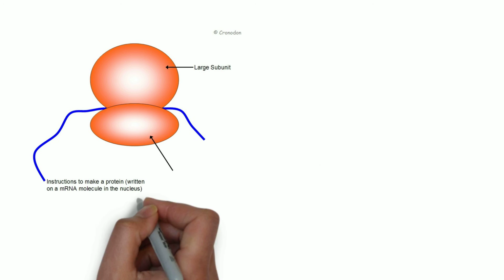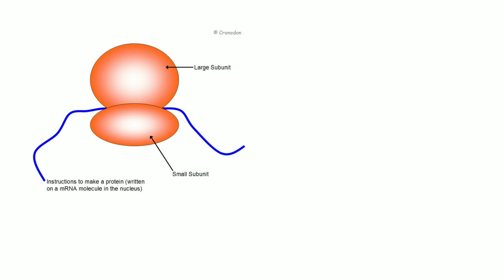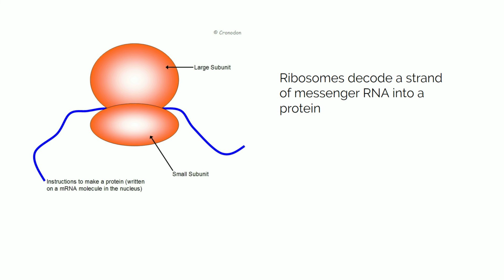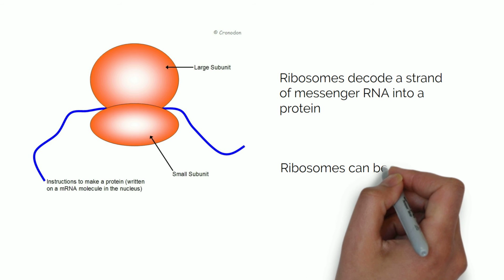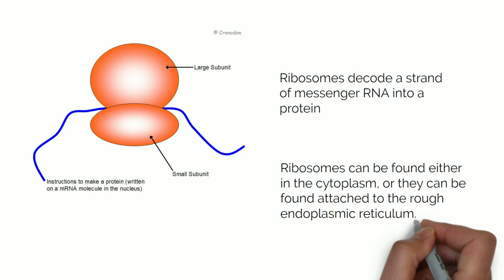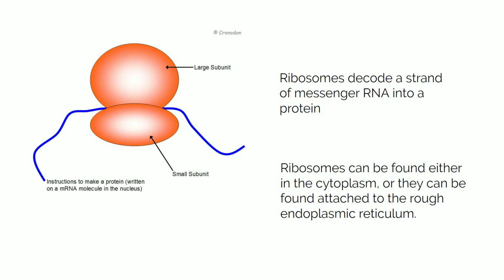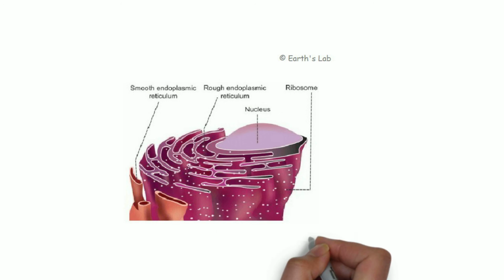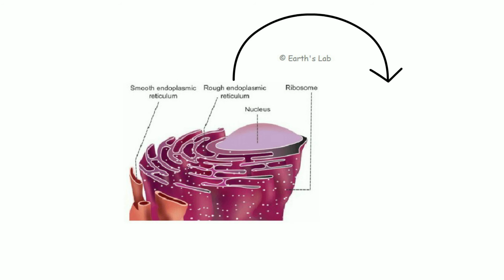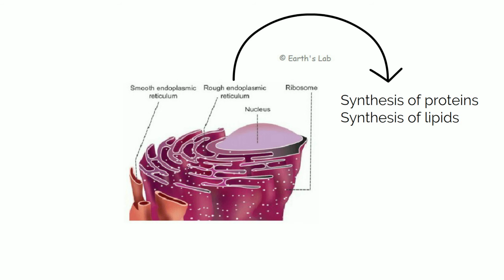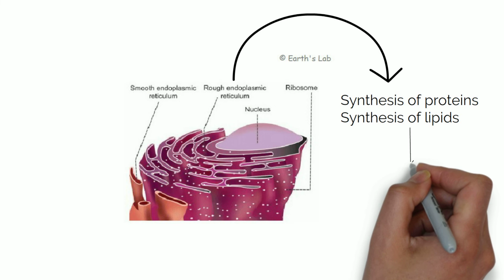Ribosomes are involved in the translation phase, where they decode a strand of messenger RNA into a protein. Ribosomes can be found either in the cytoplasm, or they can be found attached to the rough endoplasmic reticulum. The rough endoplasmic reticulum, or RER, is another organelle involved in the synthesis of proteins and also in the synthesis of lipids. It gets its name because of the ribosomes which are attached to it, giving it a rough appearance.